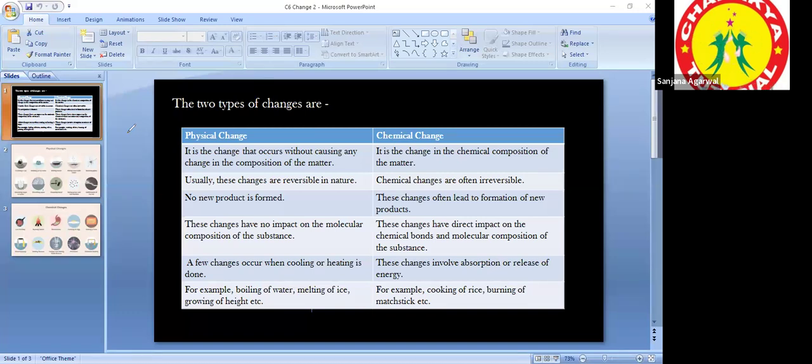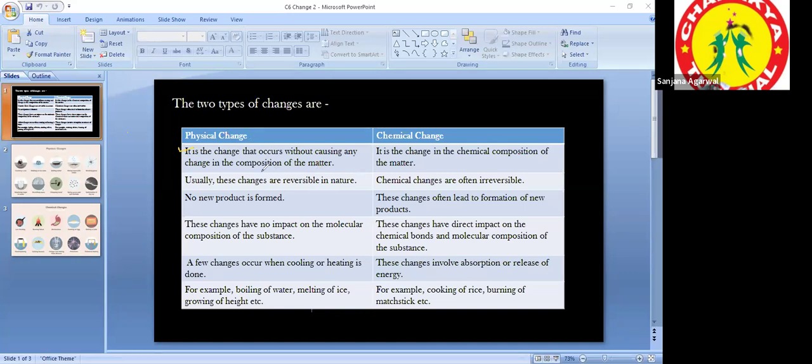So if you remember, we discussed physical and chemical changes also. Physical change is the change that occurs without causing any change in the composition of matter. Usually these changes are reversible in nature. For example, melting of ice. If ice melts into water, liquid form, and we again refrigerate it, or bring it to low temperature, it will come back to the same shape, size, and solid state. So that type of change is physical change.